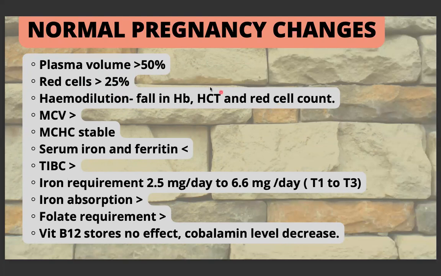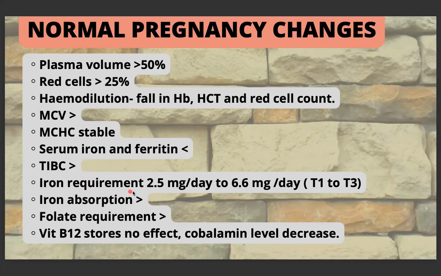So it's very important for any pregnant women, especially with sickle cell and thalassemia, if hemoglobin is less than 9 or 8, to not give iron immediately unless you measure the ferritin level, because sometimes hemodilution is the cause of anemia in pregnancy. What about MCV? It will be increased in pregnancy. MCHC is stable. Serum iron and ferritin itself will be reduced in pregnancy. Total iron binding capacity will be increased.